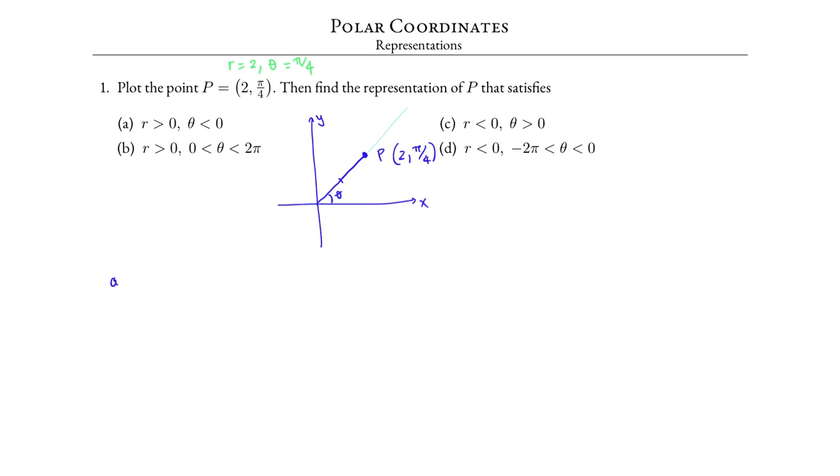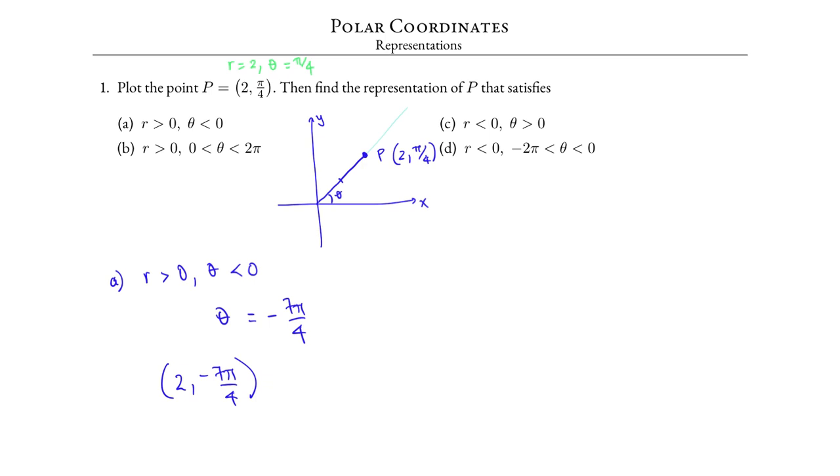To obtain a representation for the same point where the radial coordinate is positive and the angular coordinate is negative, we will simply start at the positive horizontal axis and go clockwise. Notice that that angle is now negative 7 pi over 4. Thus, the point we need is (2, negative 7 pi over 4).